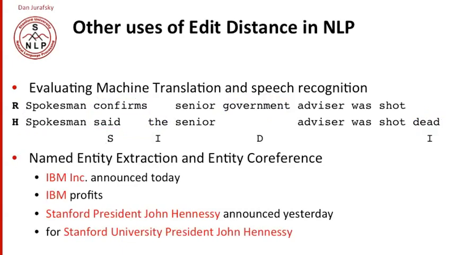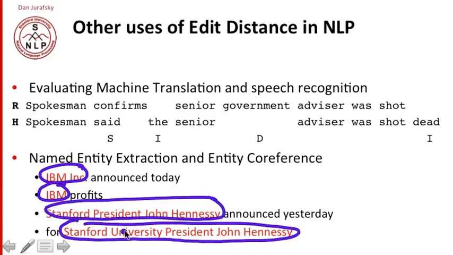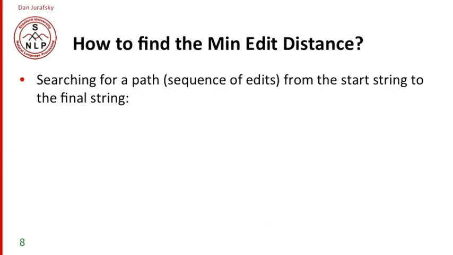Similarly, in tasks like named entity extraction, we're going to want to know if IBM Inc. and IBM are the same entity, or if Stanford University President John Hennessy is the same entity as Stanford President John Hennessy. And we can do that by using edit distance to notice that these are very similar, with one word different, and here one word different. And so by measuring the number of words different, we can improve our accuracy at named entity extraction and other kinds of tasks. All right, so how are we going to find this minimum edit distance?